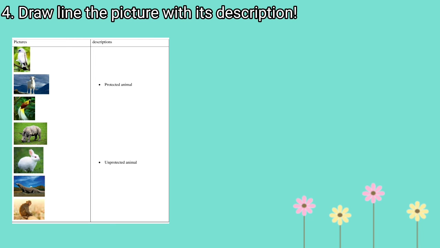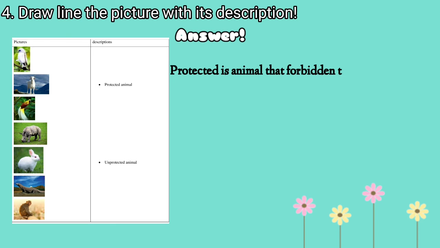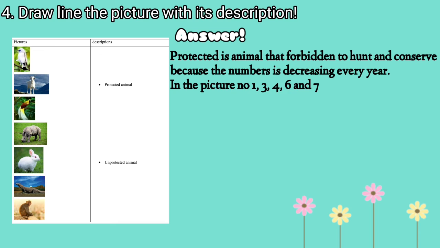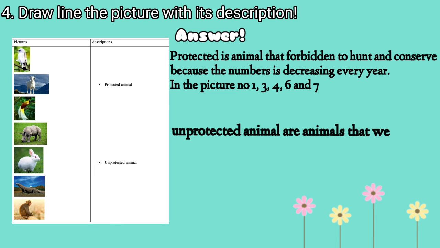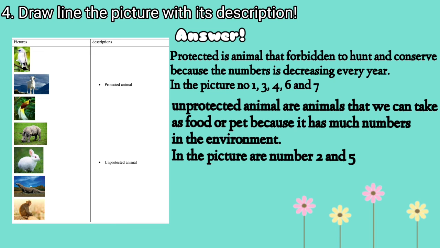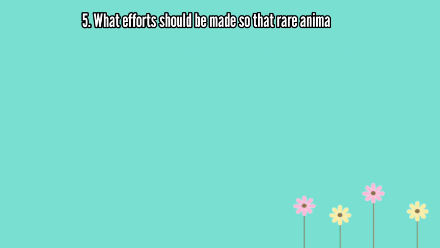It's time to do number 4. Draw a line from the picture to its description. It's time to discuss the answer. Protected animals are forbidden to hunt and must be conserved because their number is decreasing every year. In the pictures, they are number 1, 3, 4, 6, and 7. The answer for unprotected is number 2 and 3.